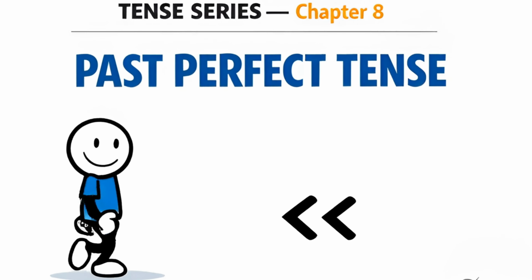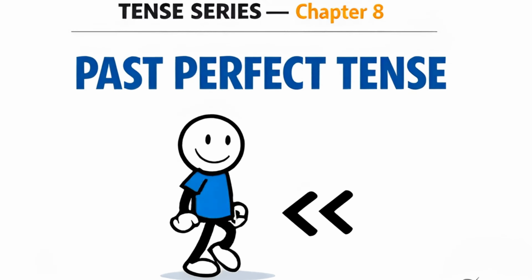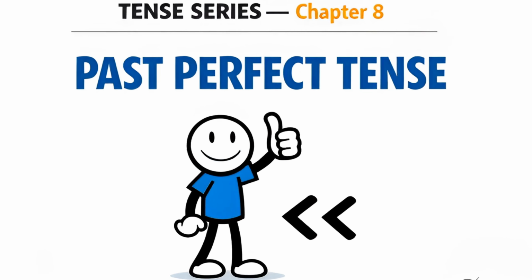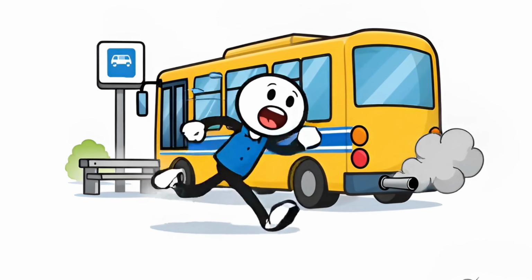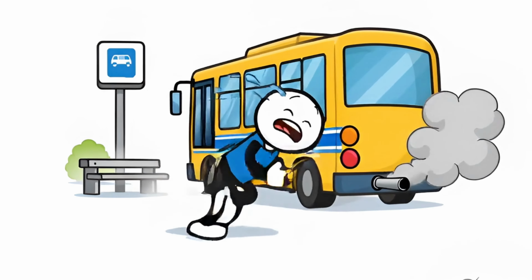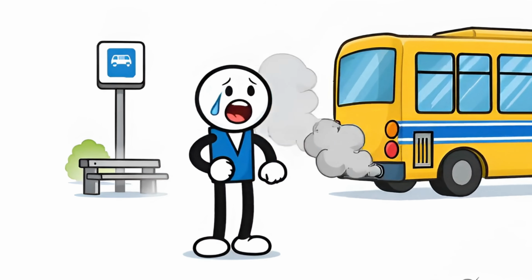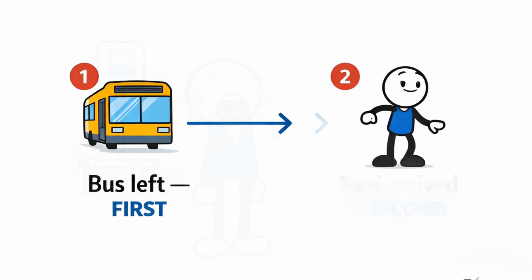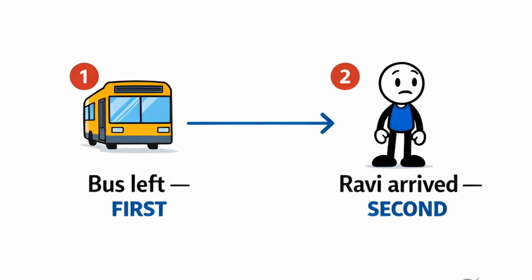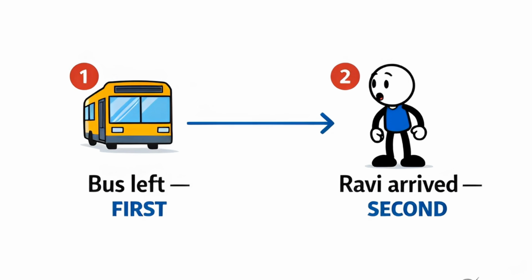This is Chapter 8. Today, we learn the past perfect tense. Ravi ran as fast as he could, but when he reached the bus stop, the bus was already gone. Two things happened in the past. First, the bus left. Second, Ravi arrived. The bus left before Ravi came.